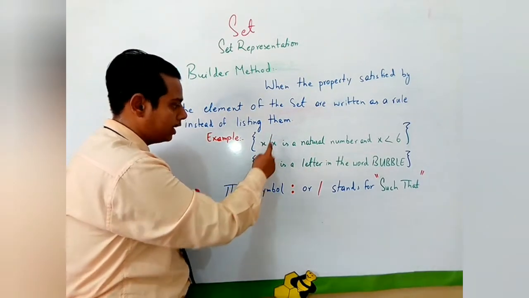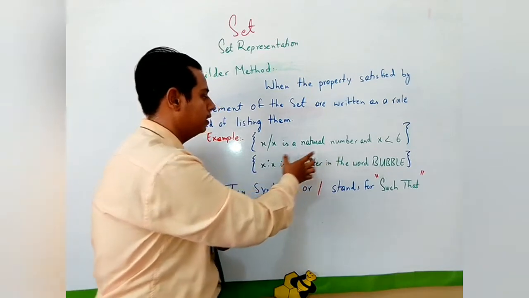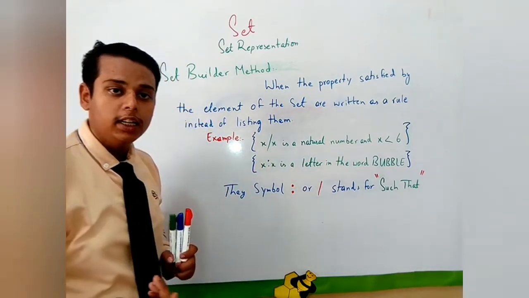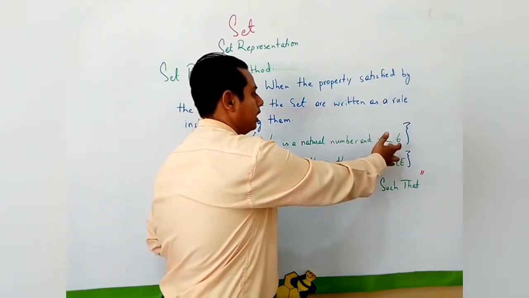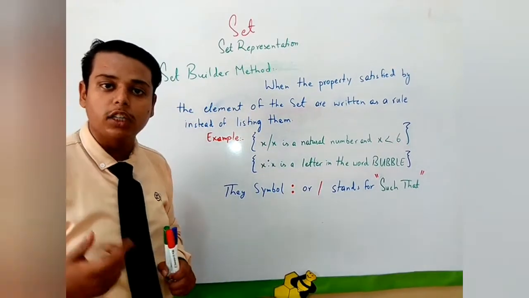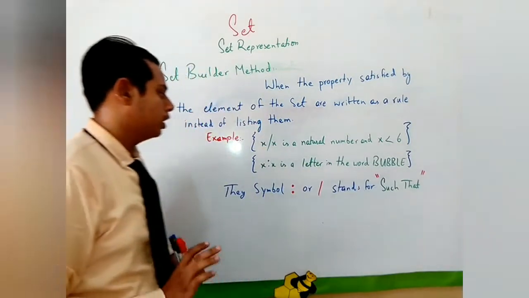x स्लैश का मतलब क्या है? such that x is a natural number means इस सेट के अंदर कौन से नंबर्स होंगे? नेचुरल नंबर्स होंगे. And x is less than 6 यानी इसके अंदर मौजूद सारे नंबर्स जो हैं वो क्या होंगे? 6 से छोटे होंगे. Less than 6 shows this thing.